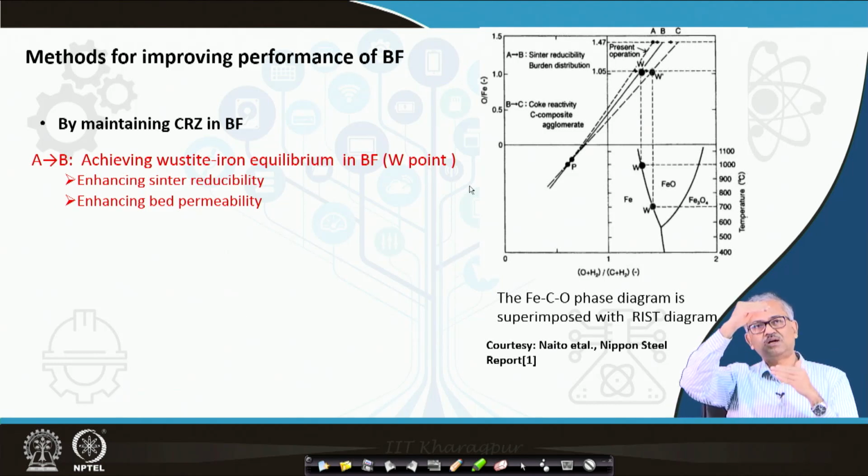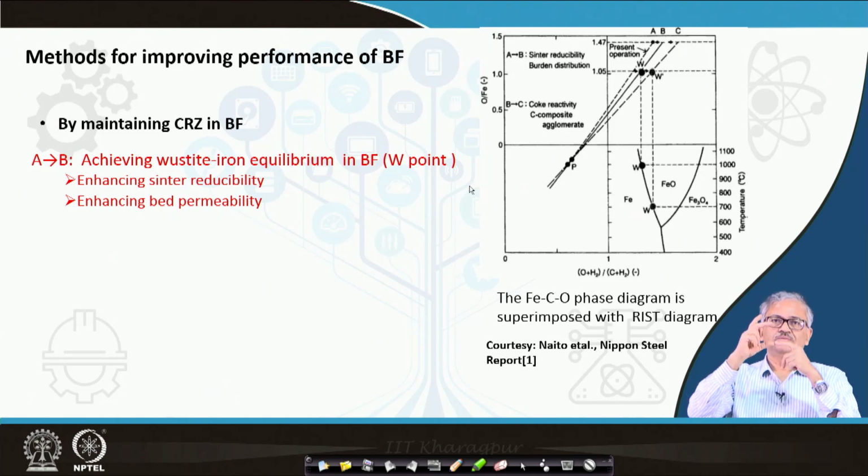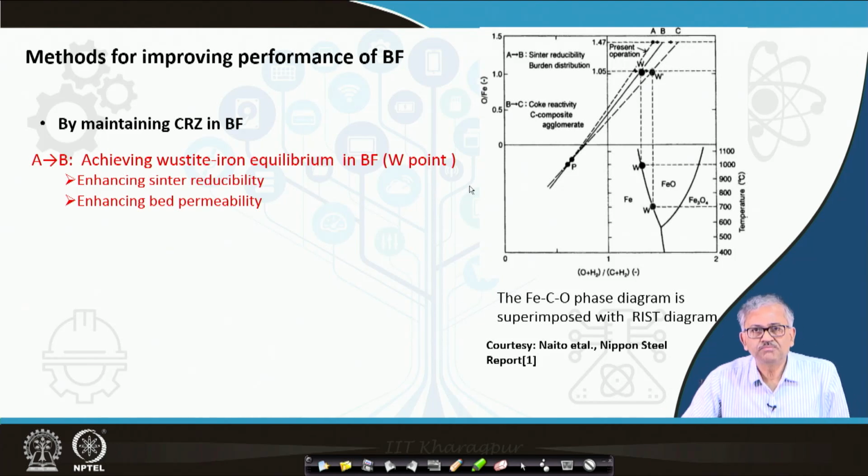The gas is moving up, and whatever the zone length divided by the velocity will give you the residence time in that zone. So the residence time in the isothermal zone is not very high. As a result, you may not attain the equilibrium, that is the Wustite-Fe equilibrium, unless you can ensure a very high reactivity of the ore material, that is the sinter and all this.